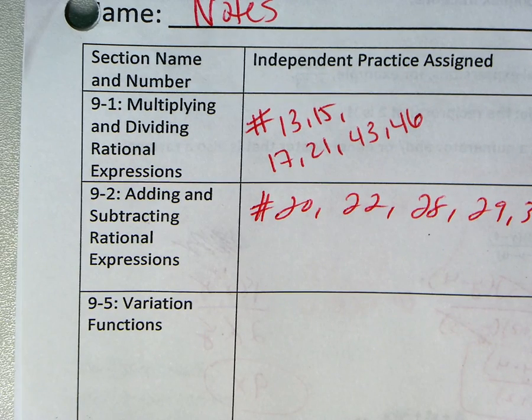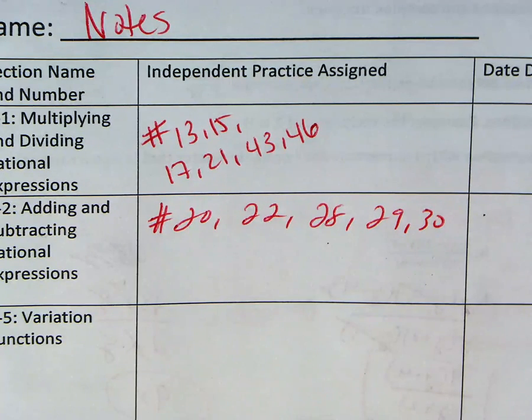Alright, so yesterday we did 9-1. Today we're going to do 9-2, adding and subtracting rational expressions. Our homeworks are number 20, 22, 28, 29, and 30. So we open up to 9-2.